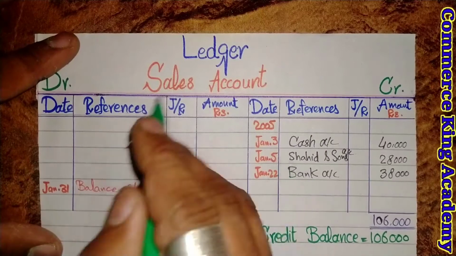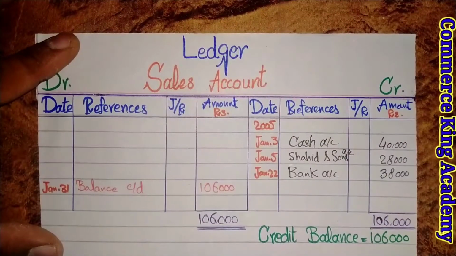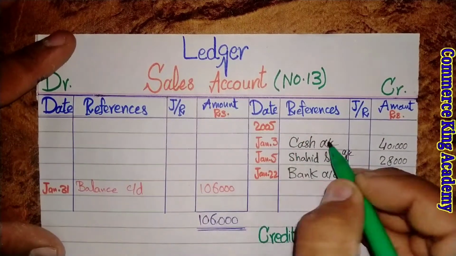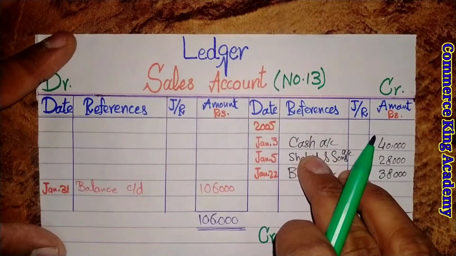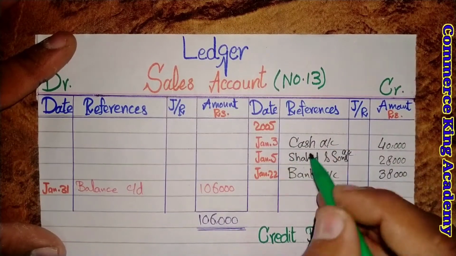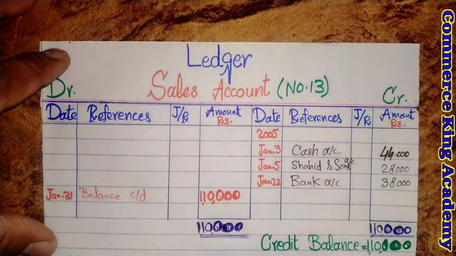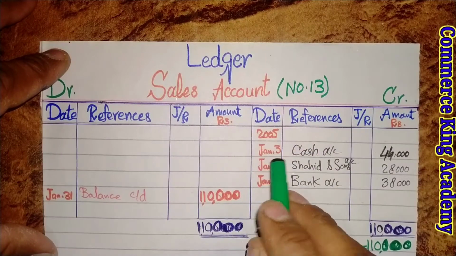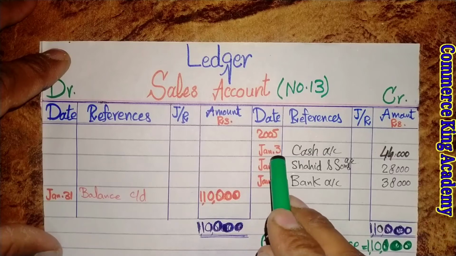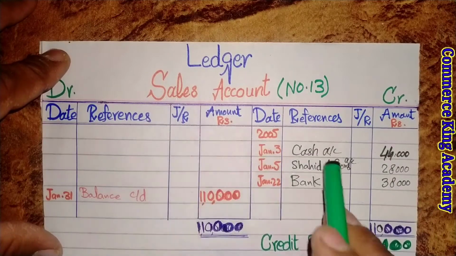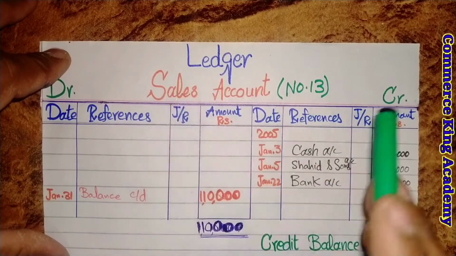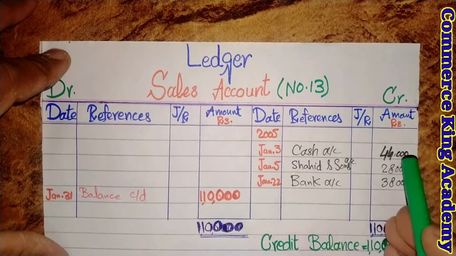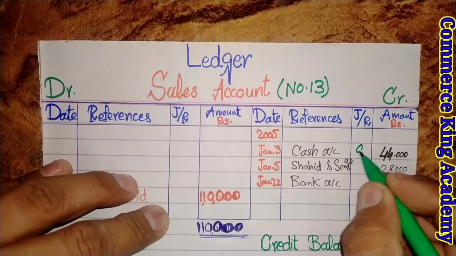You can see here, this is the structure of the ledger sales account, which has ledger folio number 13. The first entry was held on Jan 3rd, sales account credited by cash account. The opposite account name of the sales account is the cash account, so we have entered cash account. The sales account was credited in the journal by the cash account, amounting to 44,000 rupees with journal reference number 9.